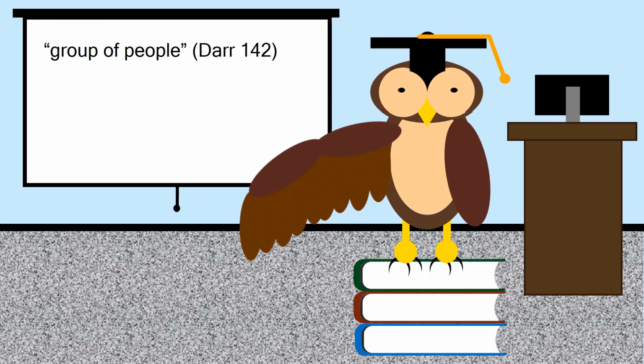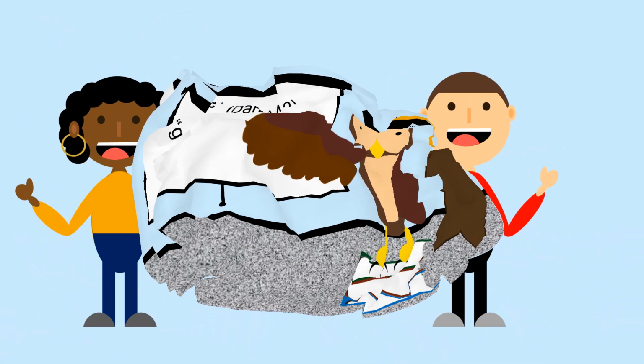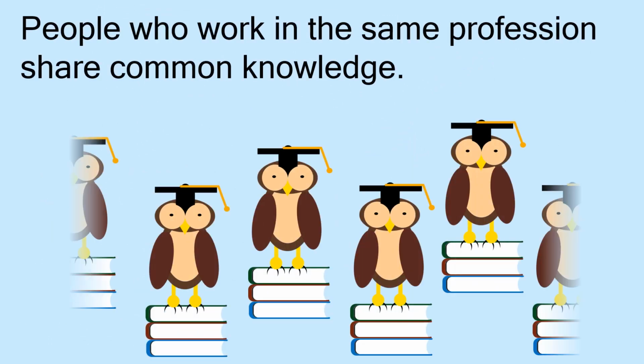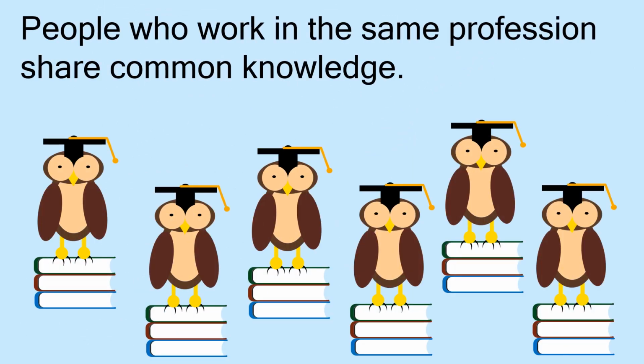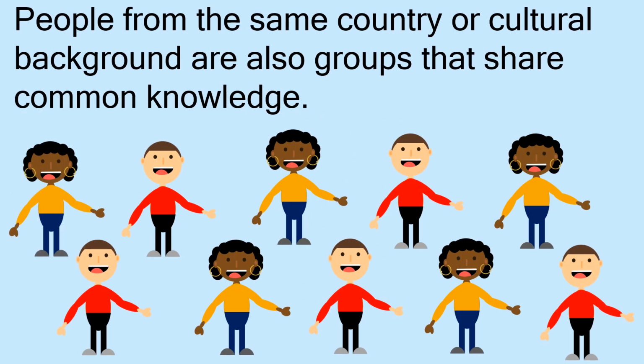The second part of the definition states that a group of people share common knowledge. Who are these groups of people? People who work in the same profession share common knowledge. People from the same country or cultural background are also groups that share common knowledge.